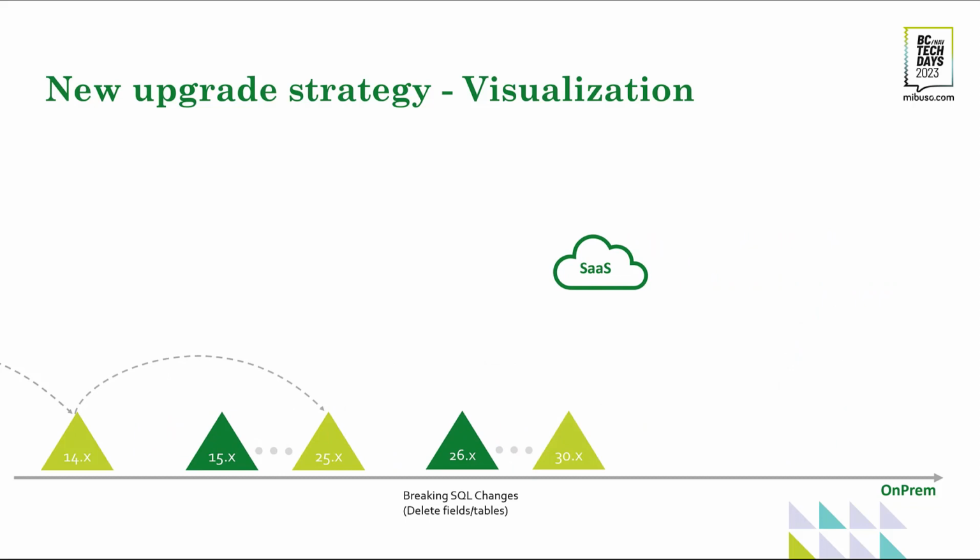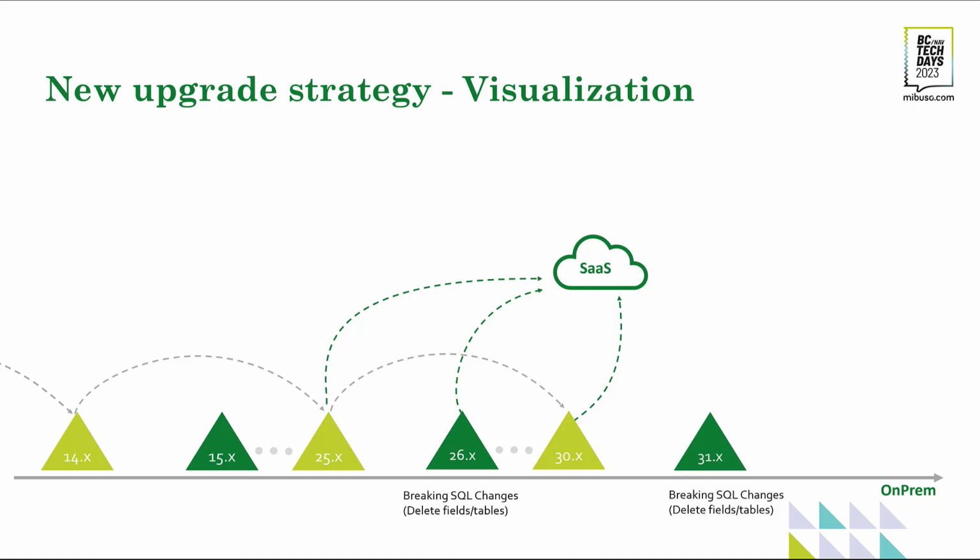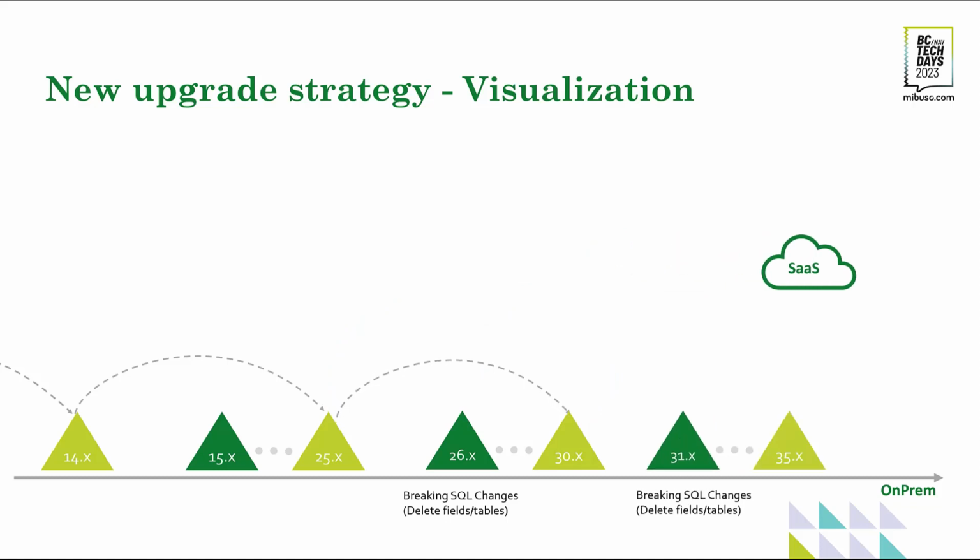Now, if we look further into the future, we are planning to do these updates every 5 years. So in every 5 versions, we are planning to introduce a jump build. When we start working on version 30, you will need to upgrade from version 25 to 30, and all of these versions will be able to cloud migrate. However, when we introduce version 31, it is going to contain breaking SQL changes, and then you will need to go to 30, and then from 30 to 35, and all of these versions will be able to cloud migrate.